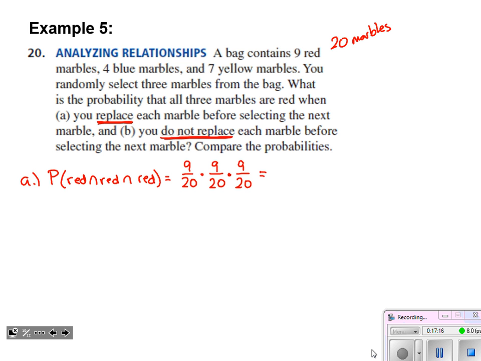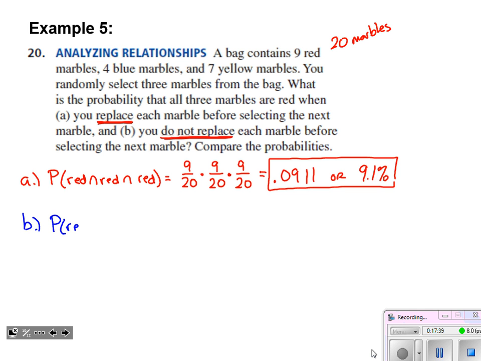So that gives me 0.0911, or about a 9.1% chance or probability that we get 3 red marbles if we replace them each time. Letter B says, what if we don't replace them?